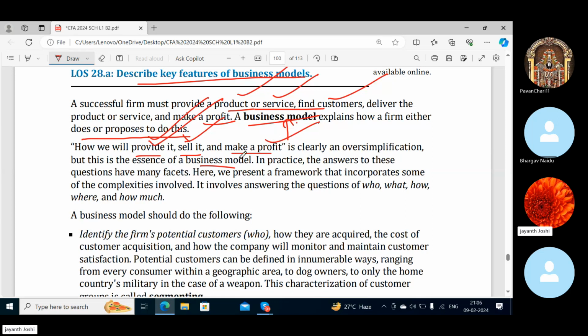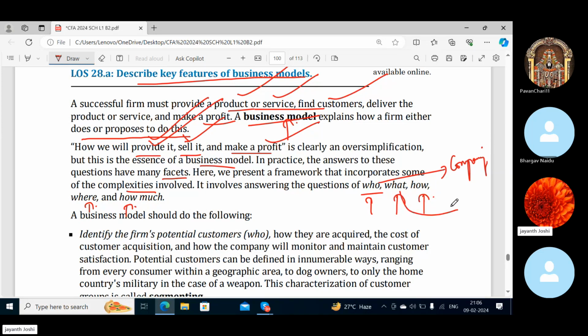In practice the answers to these questions have many facets. Here we present a framework that incorporates some of the complexities involved. It involves answering the questions: who is making this, what are they making, how are they making, where are they making and how much they are making. Who is making that particular product? The company.